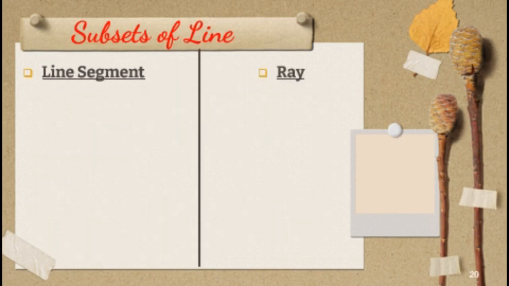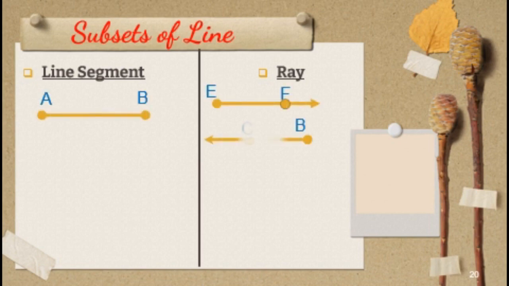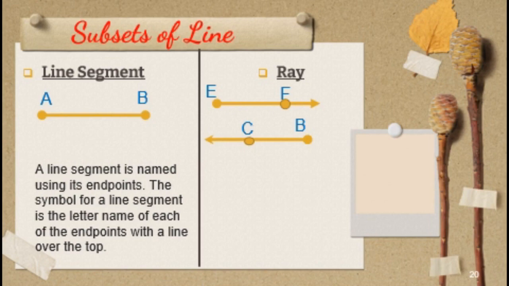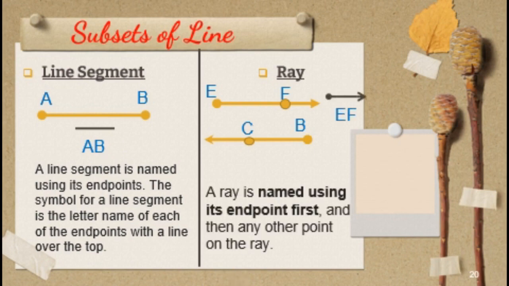Now let's see the difference between a line segment and ray. So I have here an example of a line segment and a ray. Always remember that a line segment is named using its endpoints. The symbol for a line segment is the letter name of each of the endpoints with a line over the top. So I have here a line segment AB. Next, for ray, a ray is named using its endpoint first and then any other point on the ray. So I have here ray EF and ray BC.